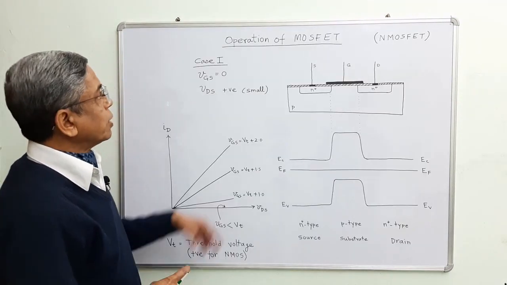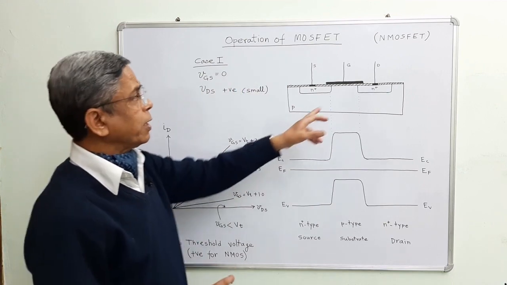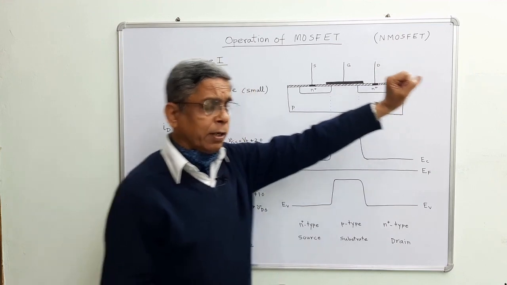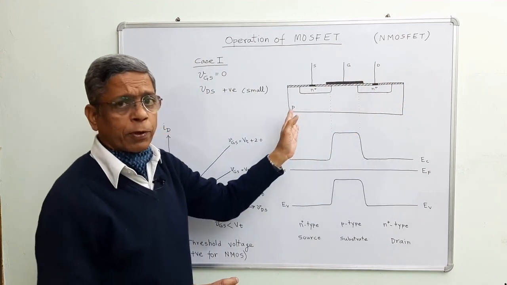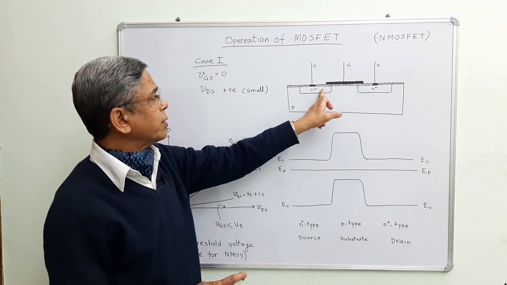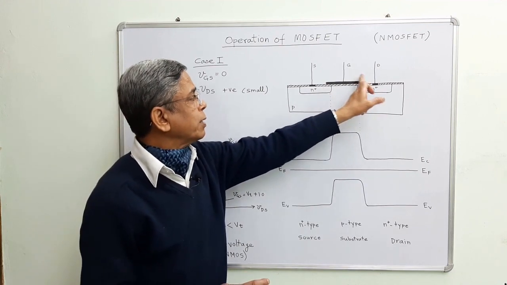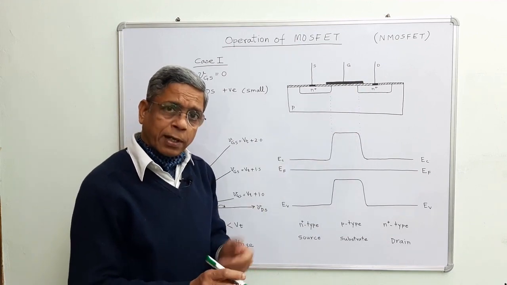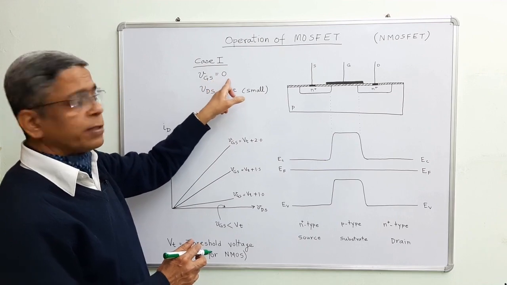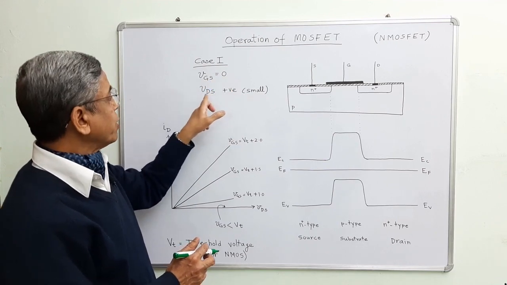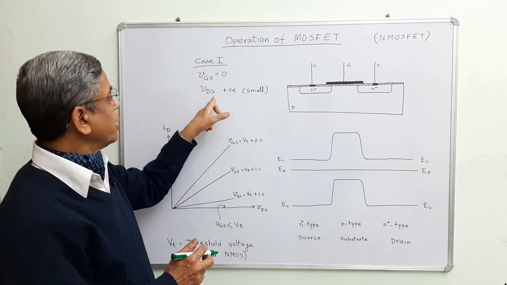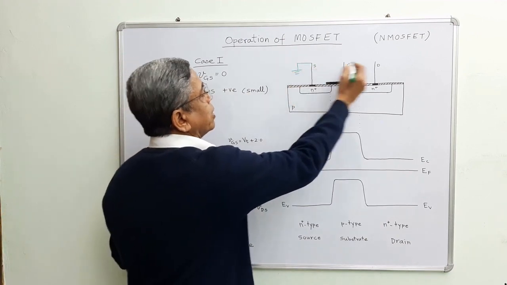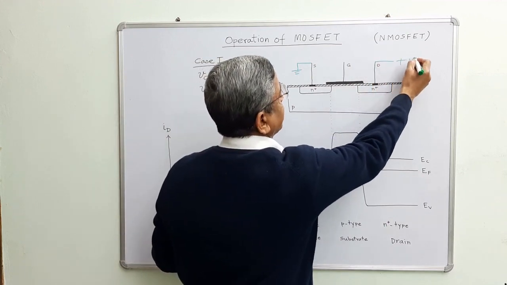Let us discuss operation of MOSFET. I am considering here the N-channel enhancement type MOSFET, N-MOSFET. And this is the basic cross-section view of N-MOSFET. This is source region, this is drain region, gate, and P-type substrate is there. I am considering the first case when VGS is 0, no gate potential. We apply a very small positive potential difference between drain and source. This is at ground and this is positive.